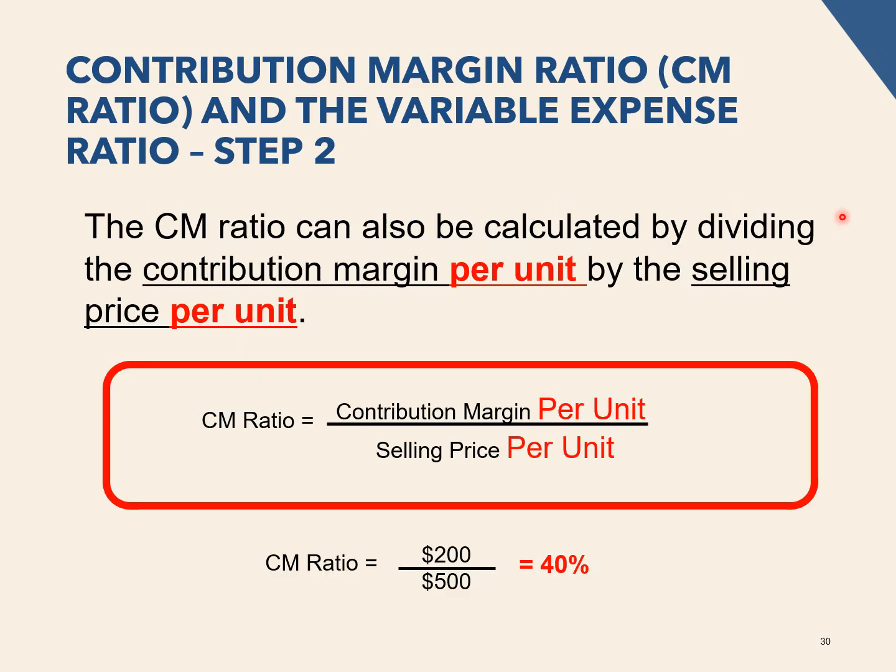The contribution margin ratio can also be calculated by dividing the contribution margin per unit by the selling price per unit. This is the formula. So for Racing Bicycle Company, you can take $200 contribution margin per unit divided by $500 selling price per unit. You will get the same contribution margin ratio, which is 40%.